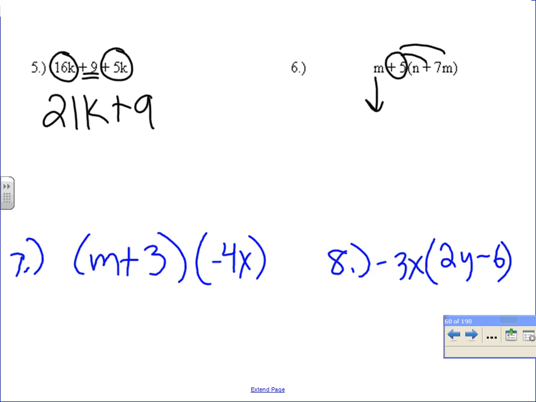Perfect. This M is not in front of parentheses. This M gets dropped down. The 5 is right in front of the parentheses. The 5 gets to be distributed. So we have plus 5n, and then 5 times 7m is 35m. So we're not completely done, but questions on the first step, how Doug got that.